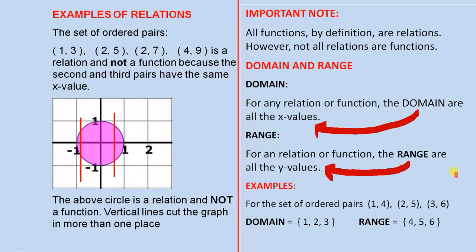Examples. For the set of ordered pairs (1, 4), (2, 5) and (3, 6), the domain are the numbers 1, 2 and 3, because they're the x values, and the range are the coordinates 4, 5, 6, because they're the y values.